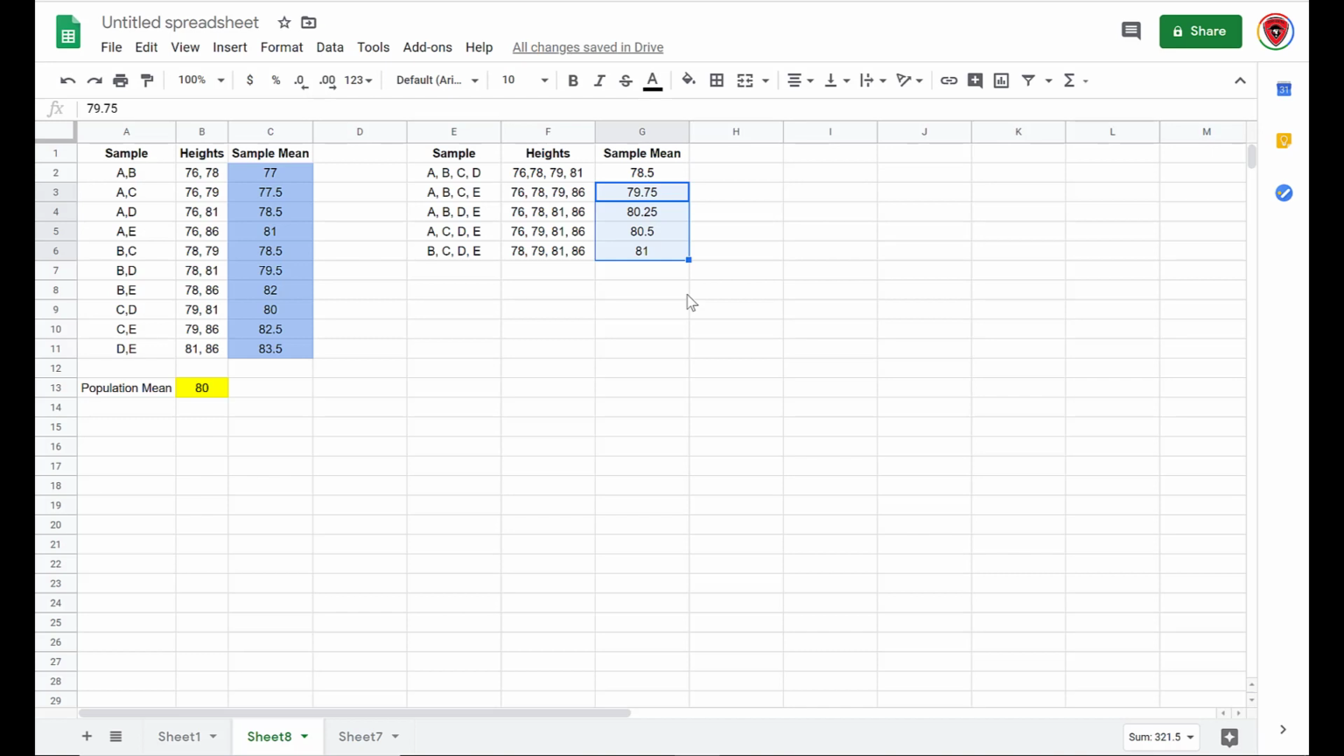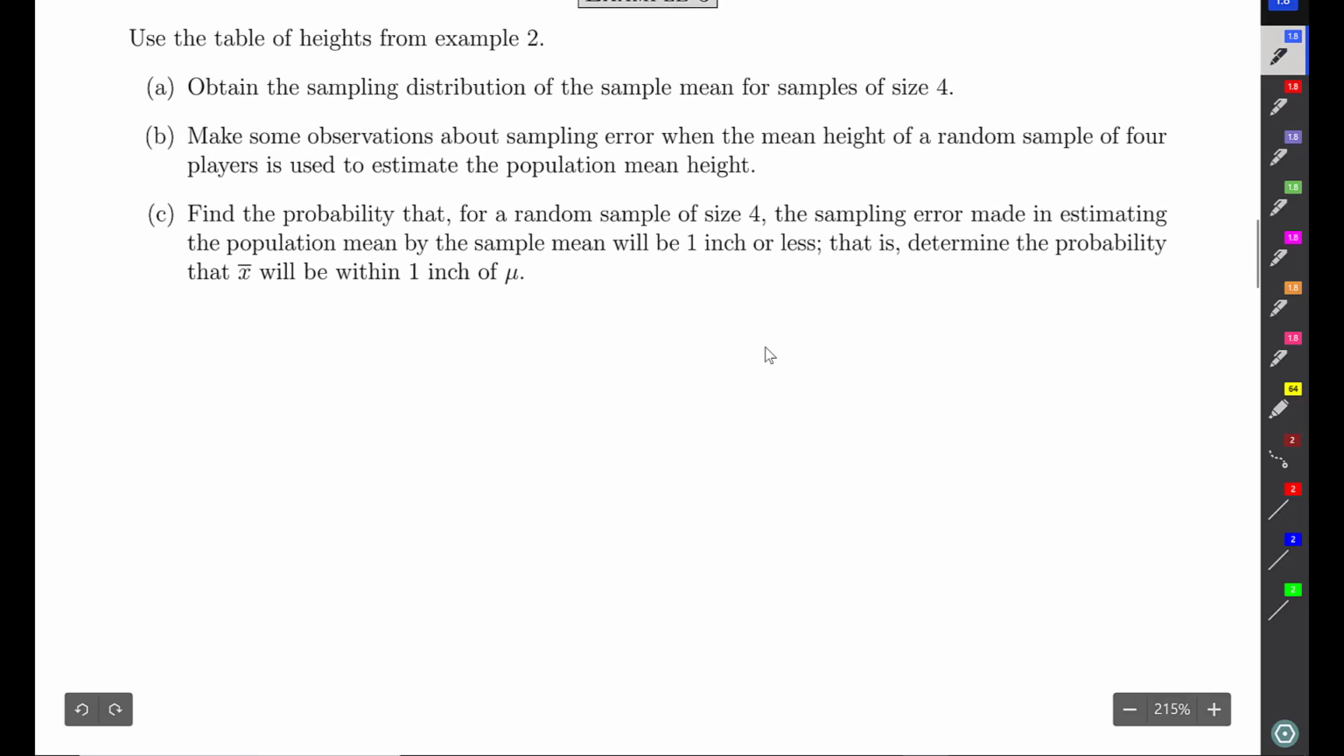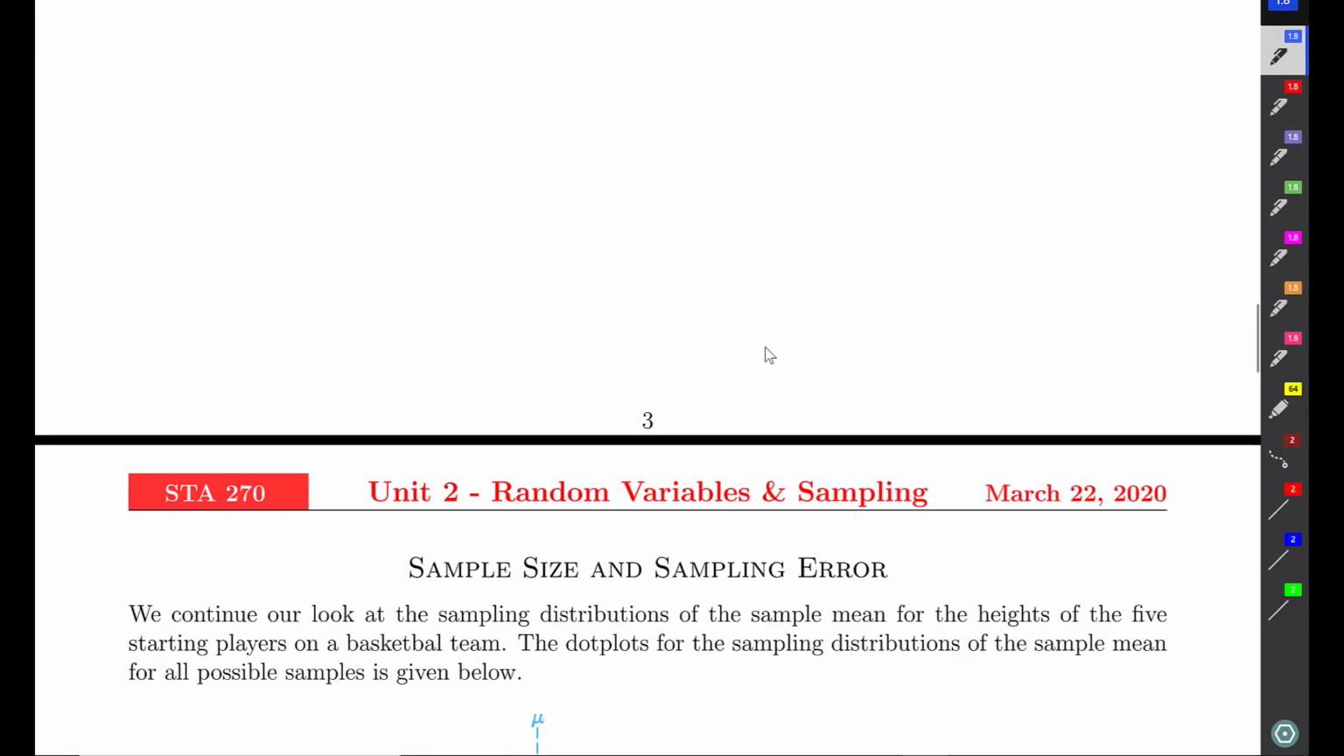And this is something we're going to keep building on. We're actually going to be able to calculate these sampling errors with a degree of certainty. But for right now, we're just looking at it in general terms to make sure that we understand how these things occur. So if we move on to continue through our notes here.